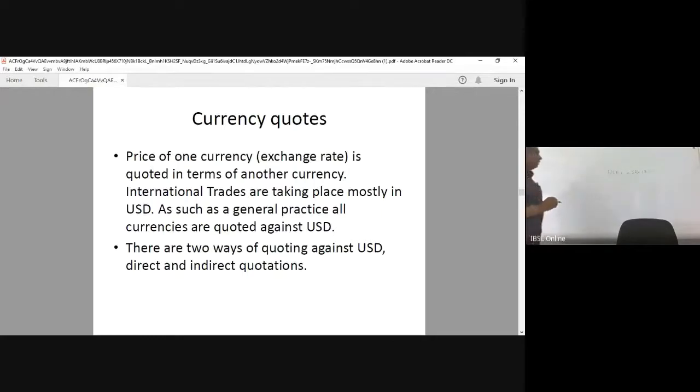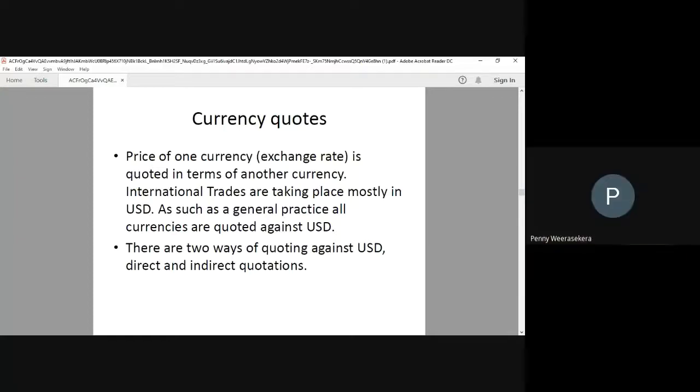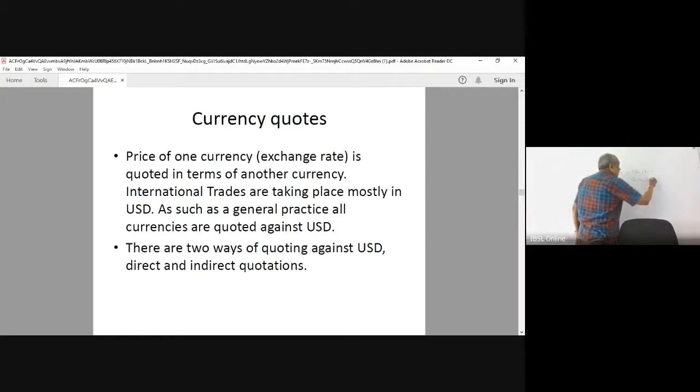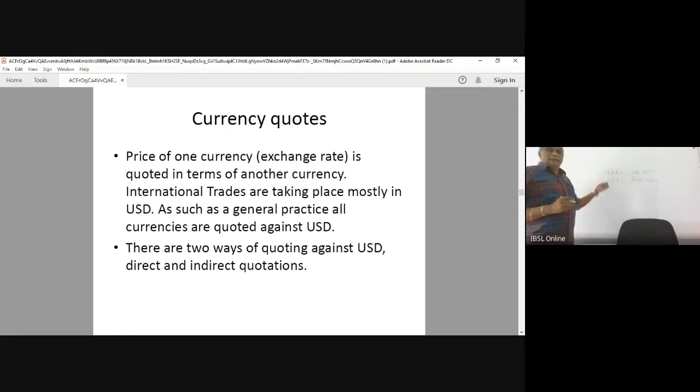Then UK pound 1 equals Sri Lanka rupees 230. Right? Price of one currency is quoted in terms of another currency. Price of one currency: $1 US is equal to Sri Lanka rupees 185. Price of one currency: 1 UK pound equals Sri Lanka rupees 230.